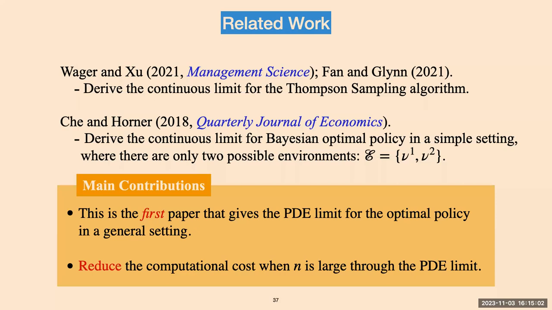So the main contribution of this project is that this is the first paper that gives the PDE limit for the Bayesian optimal policy in a general setting. Second, based on this connection, we can reduce the computational cost for calculating the optimal policy when n is large. And this is it.